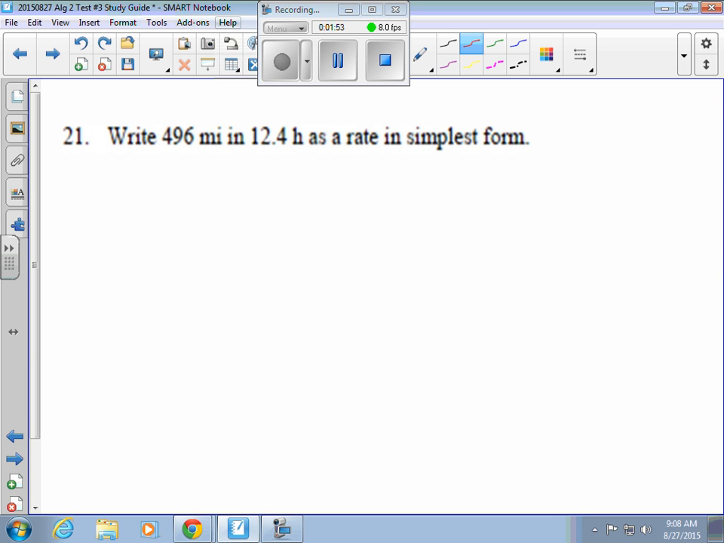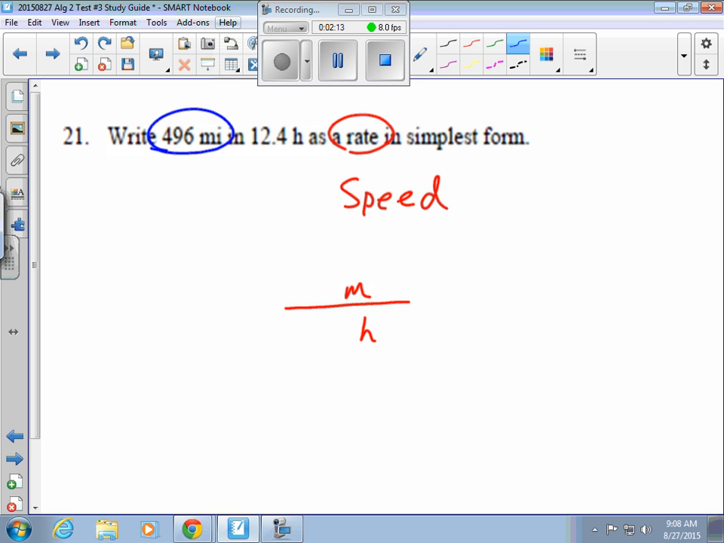Number 21 tells you to write 496 miles in 12.4 hours as a rate in simplest form. Rate, remember, that's synonymous with speed. Think of your speedometer in a car when you're thinking of this one. Miles per hour. We have miles right here, 496 of them. And we have hours or time right here, 12.4. 496 miles divided by 12.4 hours is 40 miles per hour.